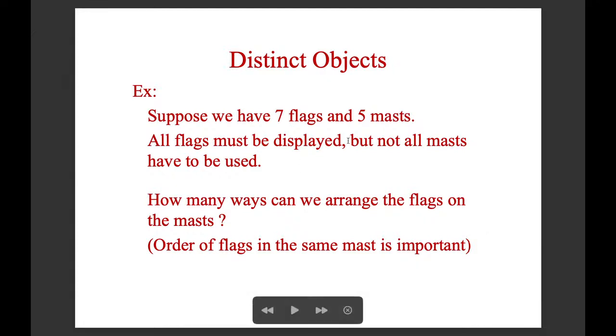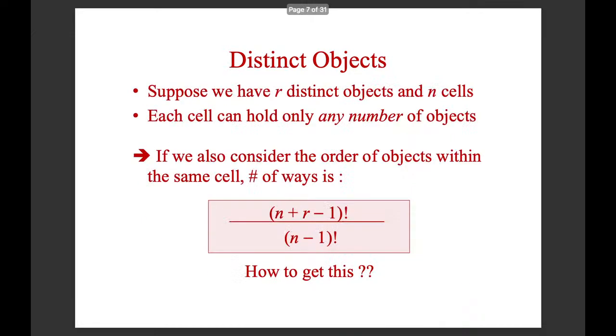So this is an example of the previous problem. We have 7 flags and 5 masks, and all the flags have to be put on the masks. But then the ordering is also important, and the masks are all different. So how many ways of doing so? This is exactly the same problem as we are studying here.